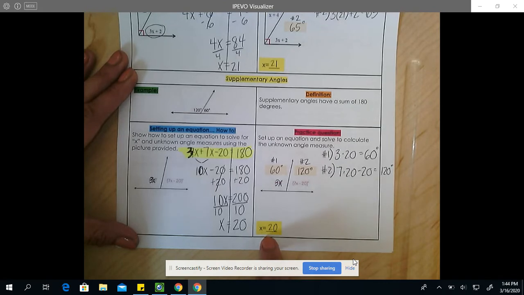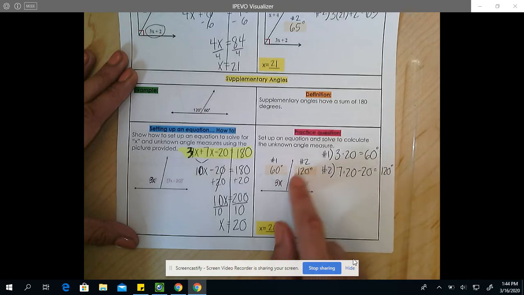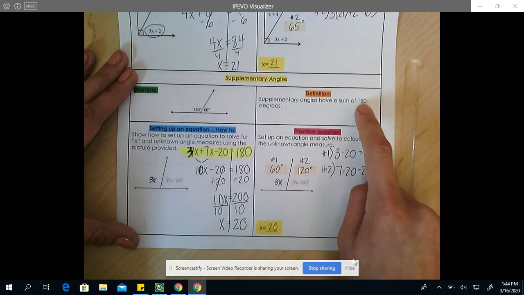Now that I know that x equals 20, I can get my unknown angle measures. This angle is 3x, so 3 times 20 is 60 degrees. The measure of this angle is 60 degrees. This angle is 7 times x minus 20. So that would be 7 times x, which is 20, minus 20. 7 times 20 minus 20 is 120 degrees, so angle 2's measure is 120 degrees. We also know this is true because 60 plus 120 equals 180.